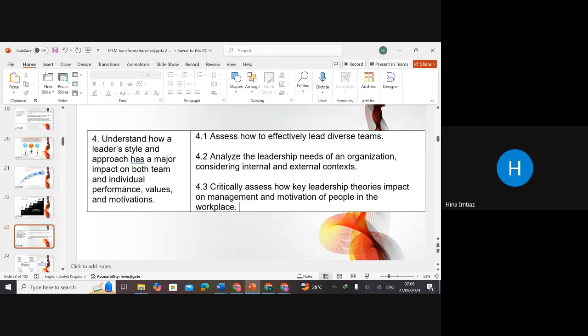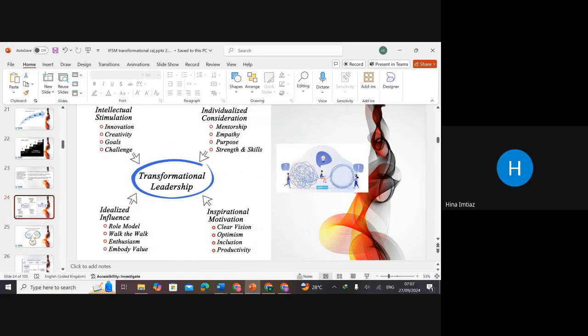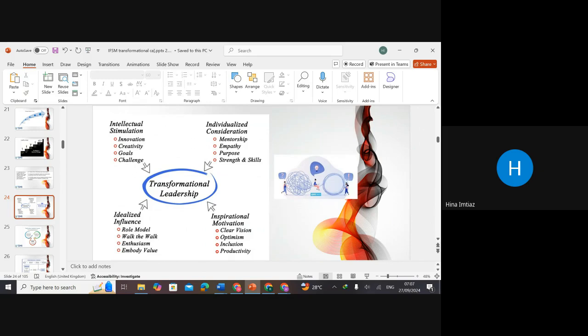results. Next, we have to critically assess how the key leadership theories impact the management and motivation of people in the workplace. There are different types of theories which have been presented, on how a leader impacts the management and motivation of people. So basically a leader must be intellectual, must be a stimulant, with a spark to drive a team.